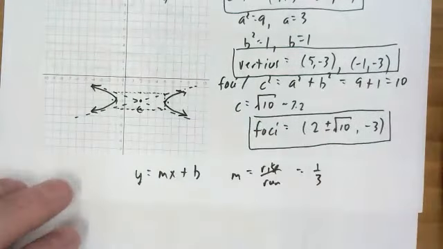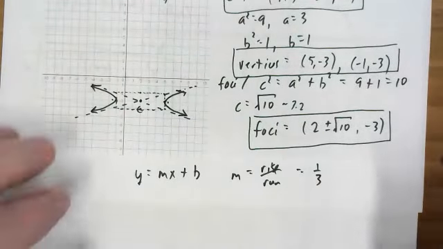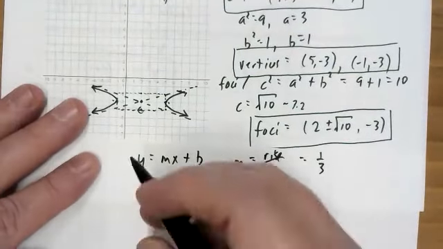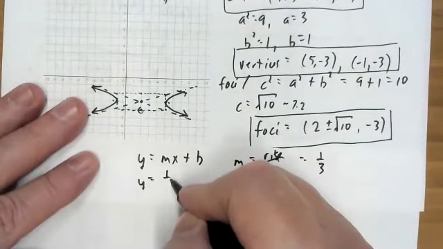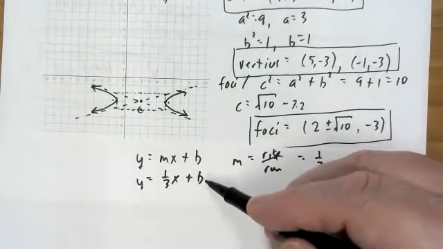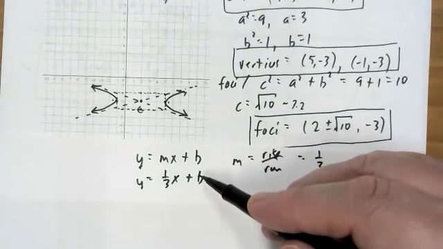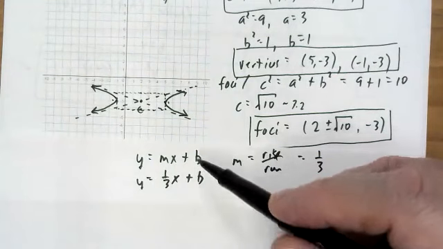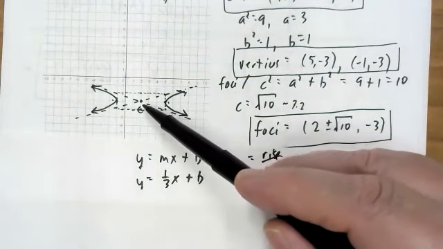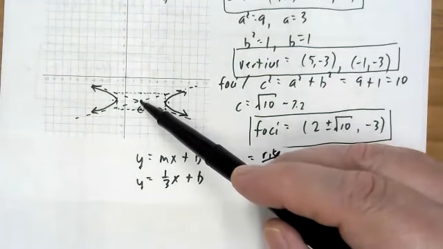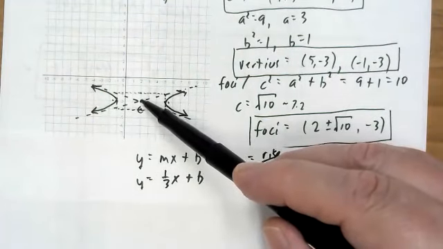Looks like the slope of this line is 1/3. So the equation of that asymptote so far is just 1/3 x plus b. Now I need to figure out what b is equal to. B is the y-intercept. Easiest way to do that is just to take a point from my line and plug it in. I'll just choose the center, right? Because the center point's on my line.